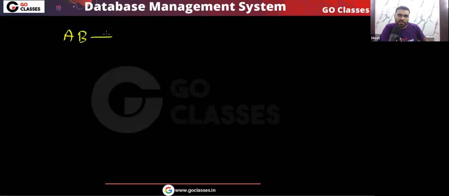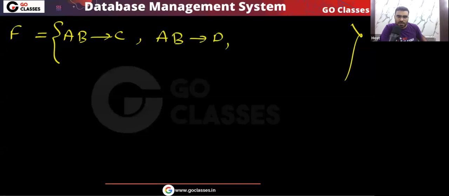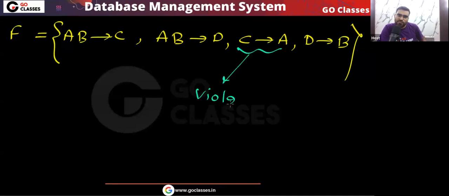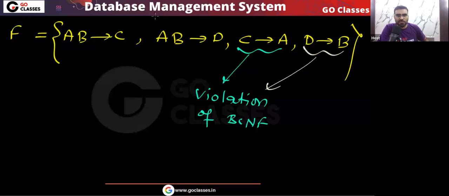See, these are the functional dependencies. F equal to AB determining C, AB determining D, next C determining A, and D determining B. You can easily see this is a violation of BCNF. Yes or no? Actually, this is also a violation of BCNF. These are violations of BCNF.